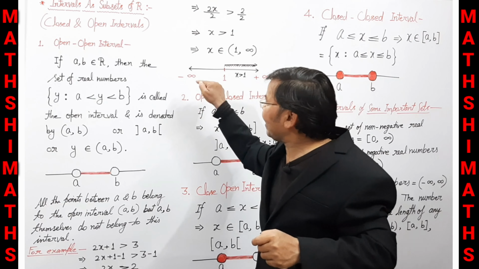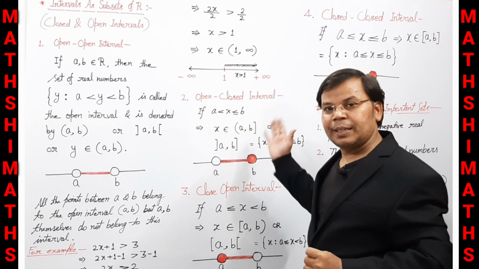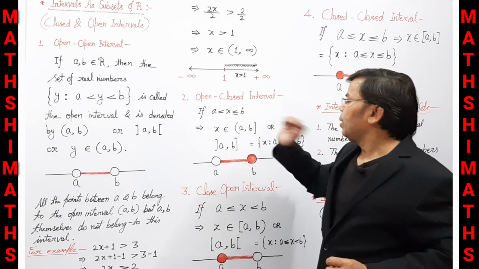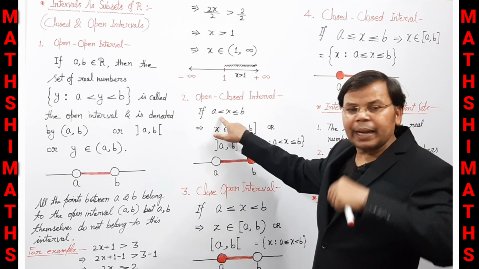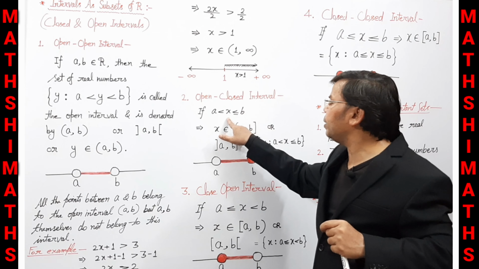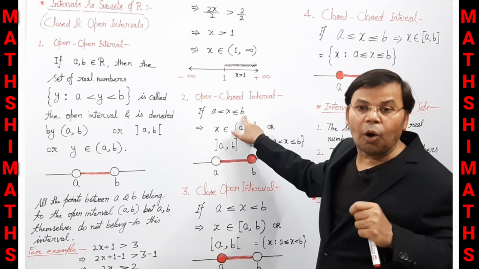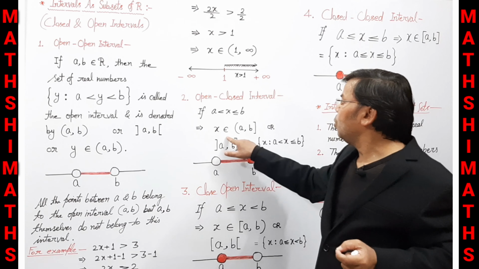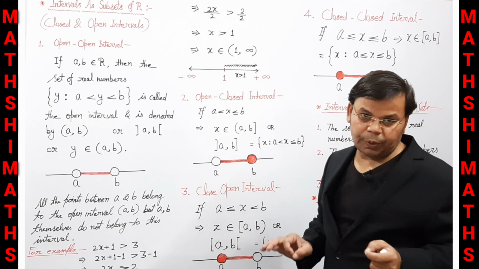Now try to understand the open-closed interval. The first word is open, which means the left-hand side is open, and closed means the right-hand side is closed. Open-closed interval: if x is greater than a and x is less than or equal to b, it implies that x belongs to the open-closed interval.